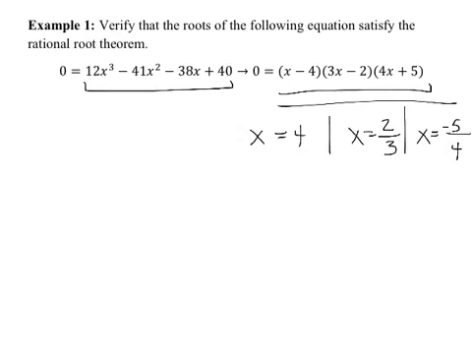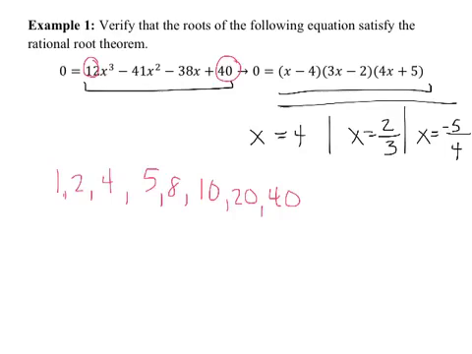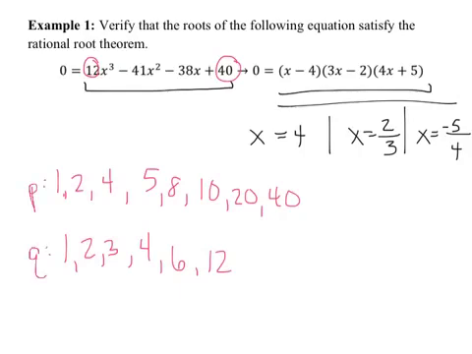The rational root theorem again says that all the possible roots that could exist that are rational are considered to be factors of this over factors of this. Well, what are the factors of 40? There's a lot of them: 1, 2, 4, 5, 8, 10, 20, and 40. And what are the factors of 12? We're going to have 1, 2, 3, 4, 6, and 12. These are the factors of 40, which is considered to be p. P is any factor of this. So these are the possible values that p could take on, and these are the possible values that q could take on.